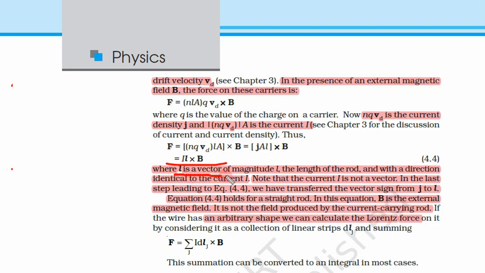Now here L is a vector with magnitude L. The direction of this vector is identical to the current I. So current is moving in this direction, and this L is also moving in this same direction. So the direction for both of them is the same.